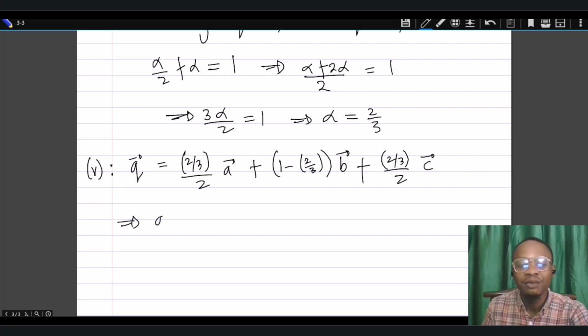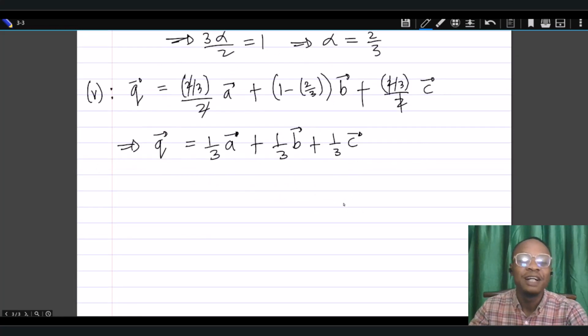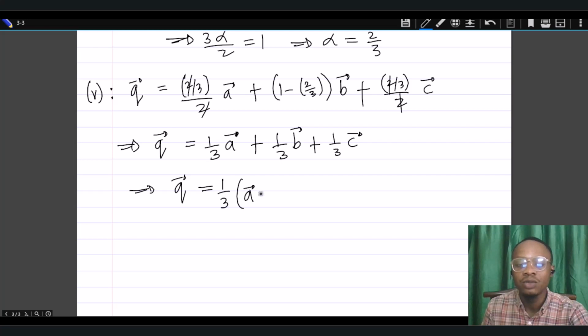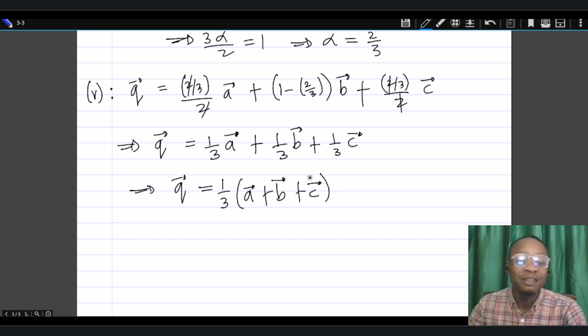So at the end of the day, what do we have? Q equals, this 2 we cancel this 2, we have 1 over 3 into A. Then 1 minus 2 over 3, that is 1 over 3, you can check that. This is also going to be 1 over 3 B. And then 2 over 3, again we cancel the 2, we have 1 over 3 C. So we now have a relation between Q and the position vectors of the vertices. So Q equals 1 over 3 into A plus B plus C. All right, does that make sense?